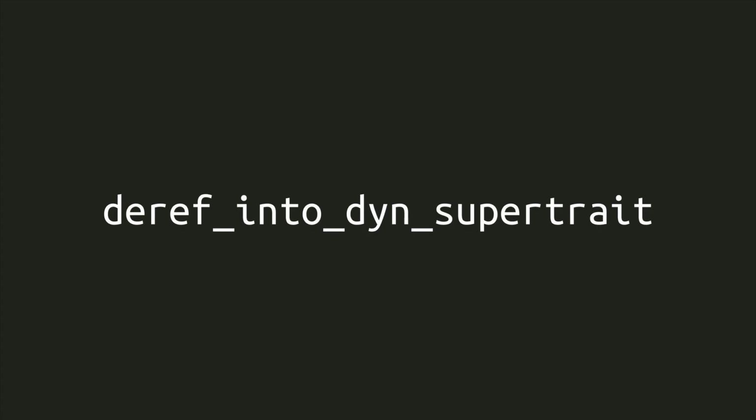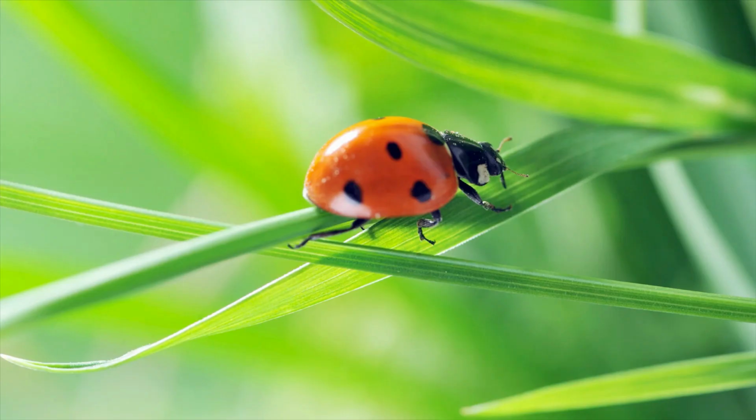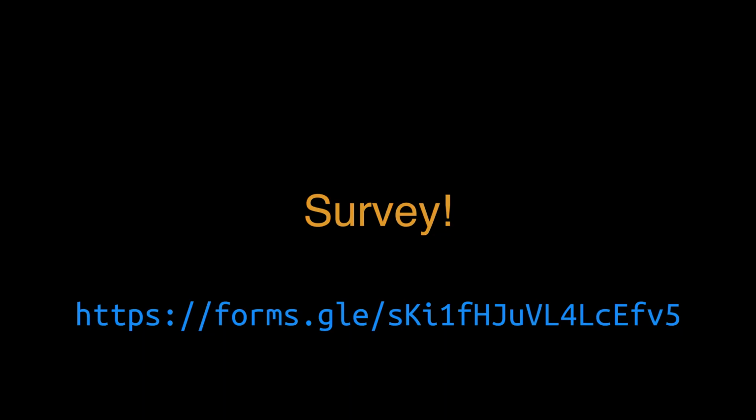Number 4, an internal compiler error in a lint was fixed. The lint in question was deref into dyn supertrait. The lint was ported to the new style that allows translating the lint message into other languages. There was a bug in the new way that the lint was implemented that could make the compiler crash, and they fixed it.